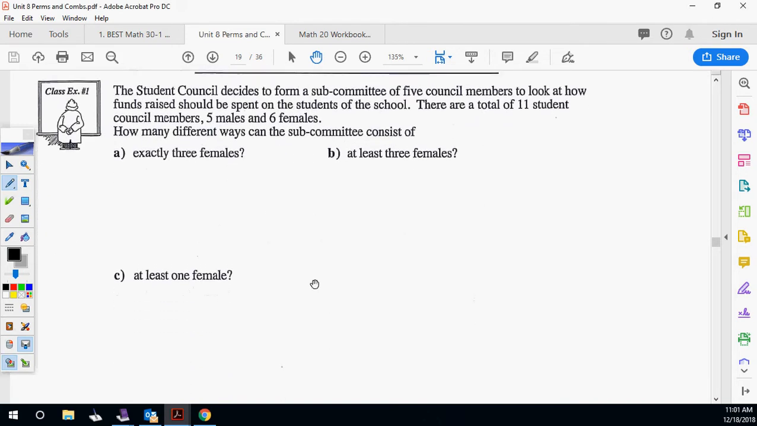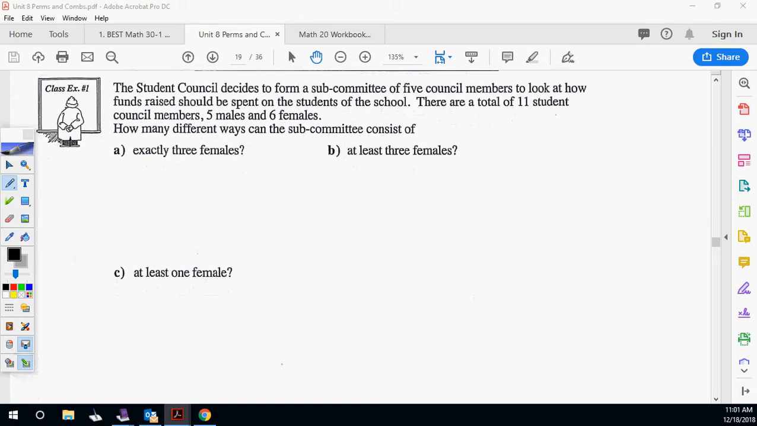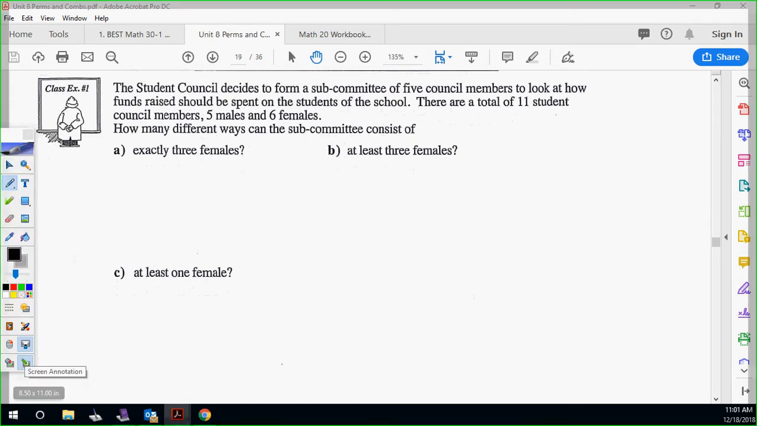So student council decides the subcommittee again, 5 council members to look at how funds are raised. Same story we heard last time. There are 11 total student council members, 5 males and 6 females. How many different ways can this subcommittee consist of exactly 3 females? Exactly is not an at least. That means we're choosing 3 from 6 females, and since we're going for 5, the males have to be 2. So 5 choose 2.